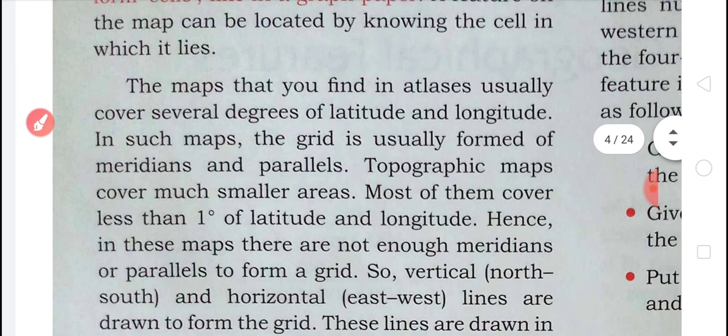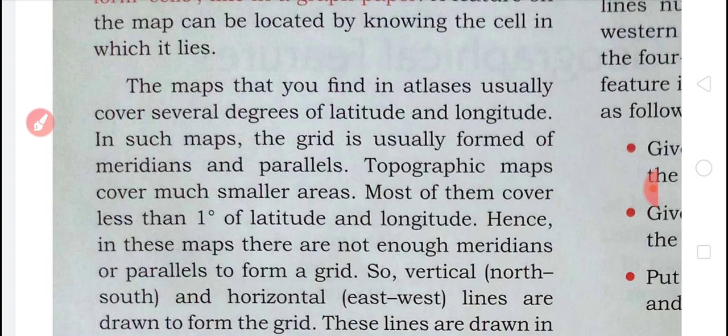A map that we find in an atlas is usually covered with degrees of latitude and longitude. In such a map, the grid is usually formed by the meridians and the parallels. Topographic maps cover a much smaller area. Most of them cover 1 degree of latitude and longitude. Hence, these maps do not have enough meridians and parallels to form a grid.